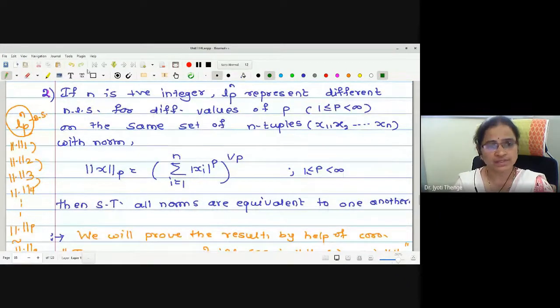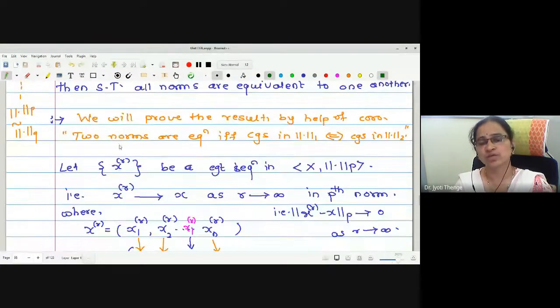In the second example, we have shown that on the lp^n spaces, whatever this norm p defined with this definition, summation mod xi raised to p, raised to 1 by p, then with this norm for the different values of p, we have shown that all norms defined on these lp^n spaces are equivalent to one another. For this, we have made use of the corollary: two norms are equivalent if and only if convergence in norm 1 implies and is implied by convergence in norm 2.